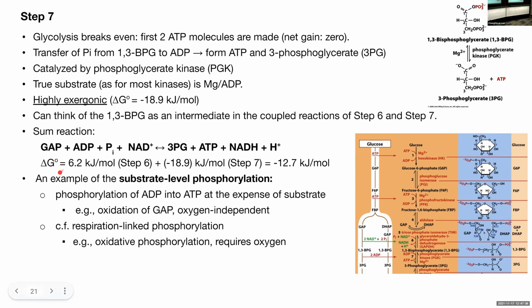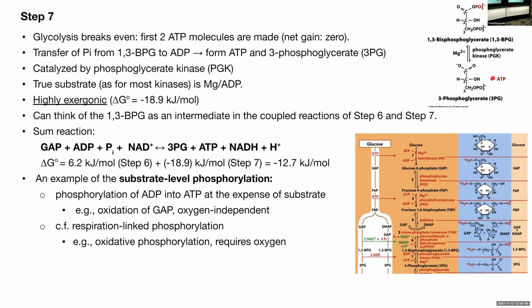And delta G would be just the sum of step 6 and step 7, delta G from step 6 and step 7, which is a negative value. So again, it's going to push the reaction to go forward. And this is an example of substrate level phosphorylation.